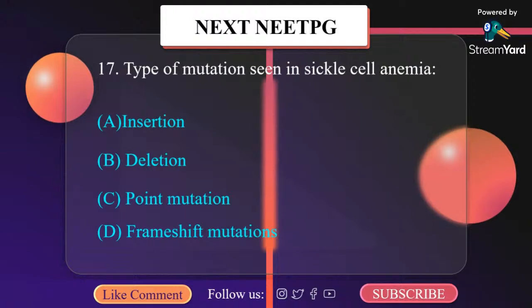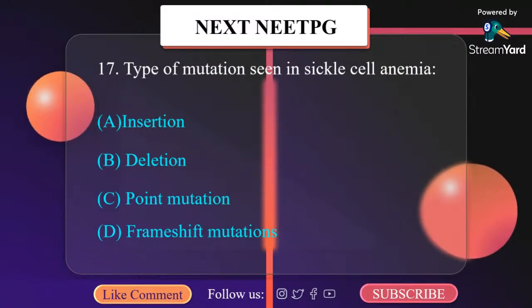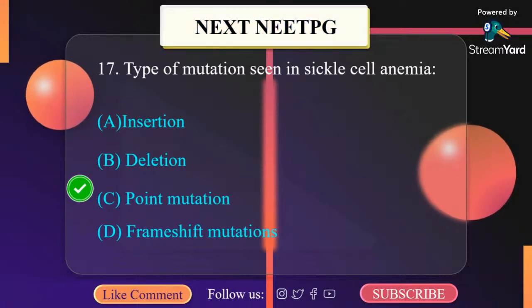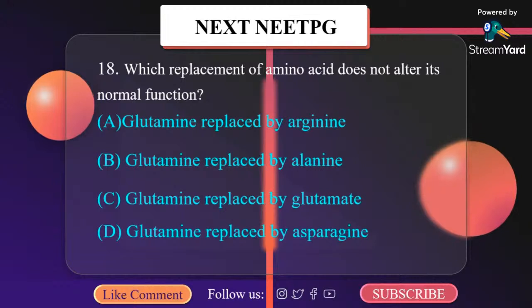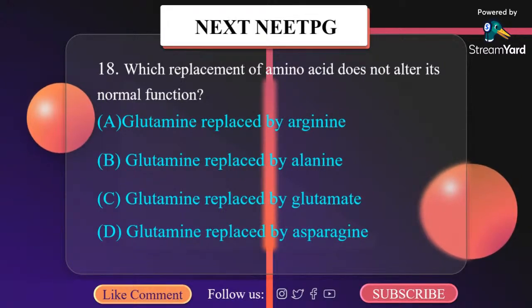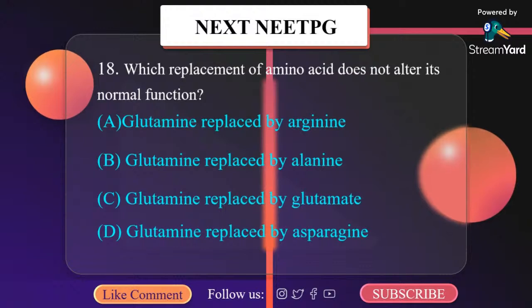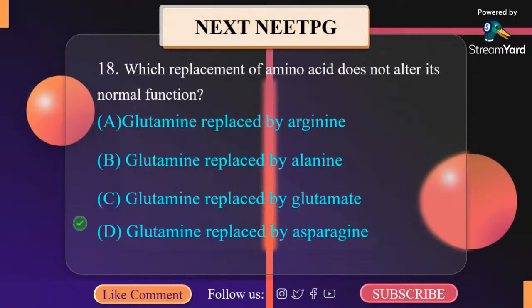Type of mutation seen in sickle cell anemia is A, insertion; B, deletion; C, point mutation; D, frame shift mutation. It is a point mutation. Which replacement of amino acid does not alter its normal function? A, glutamine replaced by arginine; glutamine replaced by alanine; glutamine replaced by glutamate; glutamine replaced by asparagine; glutamate replaced by asparagine.